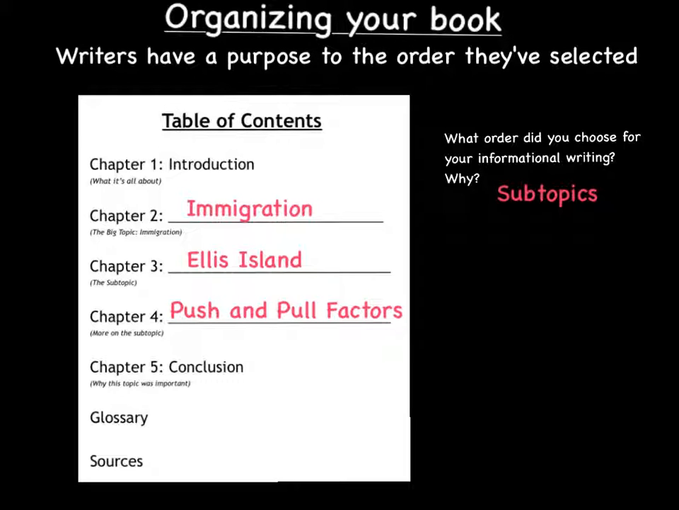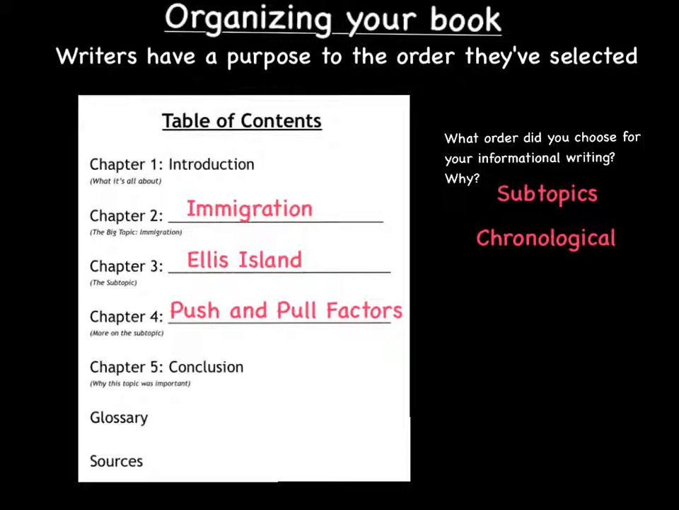Another option would be chronological. And that means that you are going to look over things that happen in order. So something that would happen first should come before something that would happen next. Looking at my chapters here, let's think about if they are in chronological order. Turn and talk to your partner about what you think.